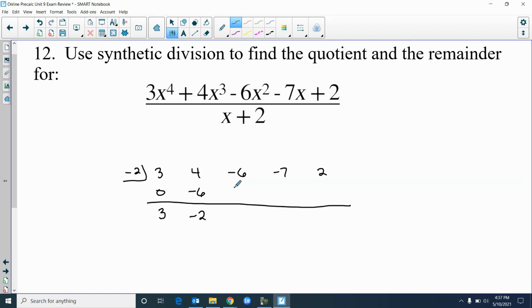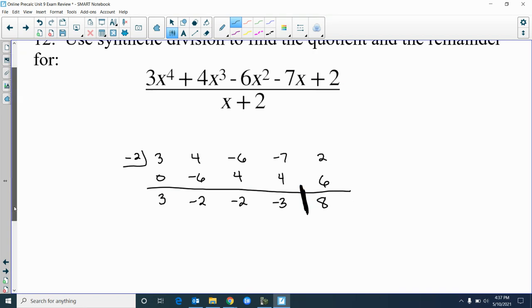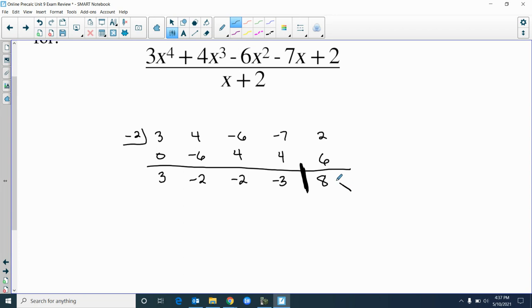Negative 2 times negative 2 is 4. Negative 6 plus 4 is negative 2. Negative 2 times negative 2 is 4. I get a negative 3. I get a positive 6. And I get an 8. That last number, I like to kind of separate it, is always your remainder. So this part here is the quotient. This is the remainder. This is always 1 degree less when you use synthetic division.